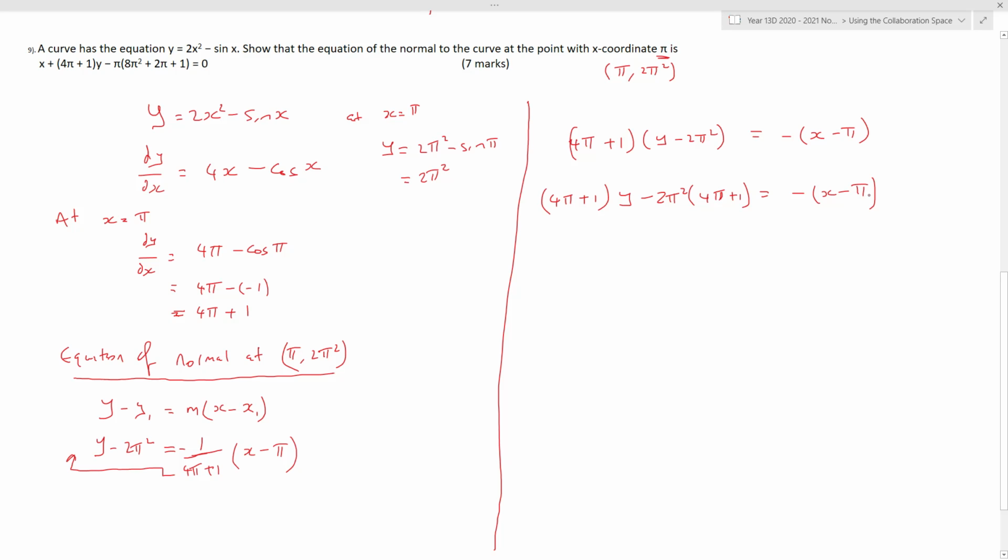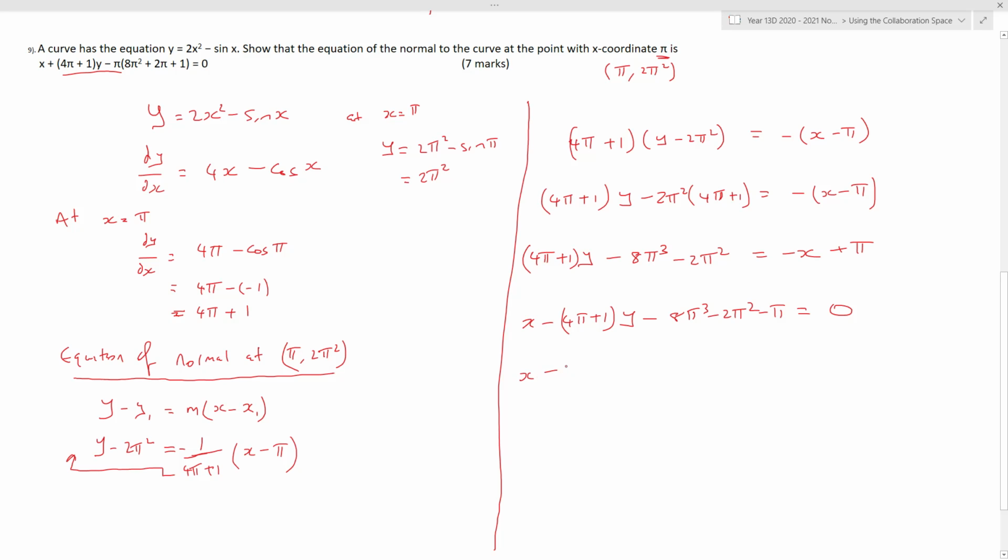So in order to combine my pi's, I think I'm going to have to expand that out. So if I leave this the same, 4 pi plus 1 times y minus 8 pi cubed minus 2 pi squared is equal to minus x plus pi. Bring everything over to the right hand side. I'm going to make it look like the equation we're trying to solve. So x minus 4 pi plus 1 times y minus 8 pi cubed minus 2 pi squared minus pi is equal to 0. And I can factorize this for negative pi, and that should solve it then.